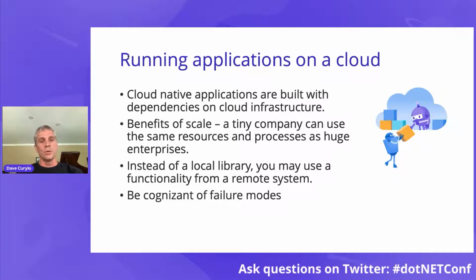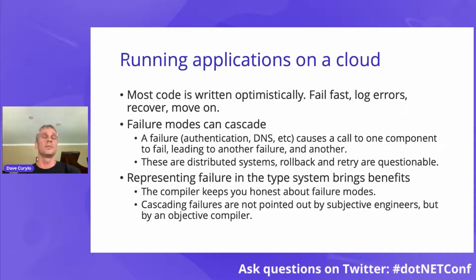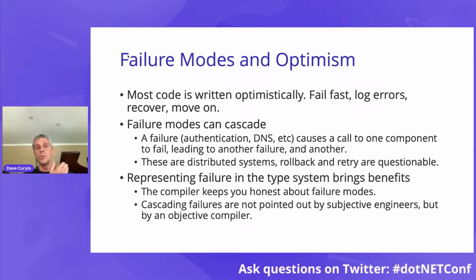And so instead of a local library like you would in a traditional application, you probably use functionality from a remote system. And this leads to a lot of different sorts of failure modes. So when you write code for an application, you usually write it pretty optimistically. You'll fail fast, log errors, recover, move on. If you're writing against a database, and a transaction fails, you may just log it and not worry about it, or you may restart.